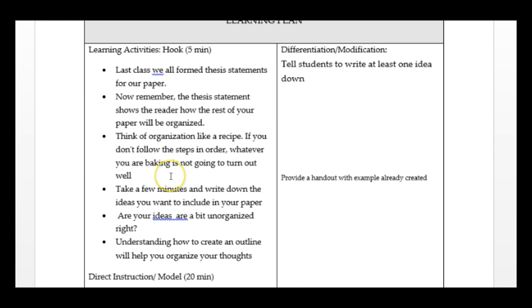You talk about organization briefly here, and then you say take a few minutes and write down the ideas you want to include in your paper. So this is the only bullet point that you have that helps them to generate ideas for the body of their paper. Previously, on your other lesson plan, you had them write down characters who used language to influence people, and then how they use that language. But I'm not sure what you mean then by take a few minutes to write down ideas you want to include in your paper. This is a very broad term.